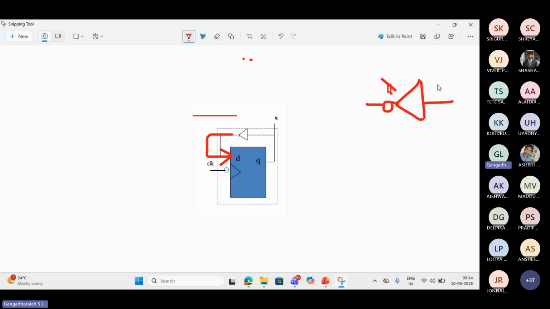This is my wire D. This is my Q. Now, let's say this DFF is sitting here. This is my DFF. So again, this is my D. Got it? It looks like this now to us. Yes or no? Now I want to put one connection.